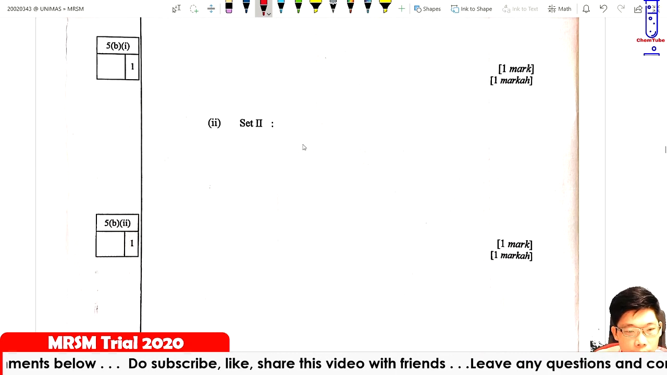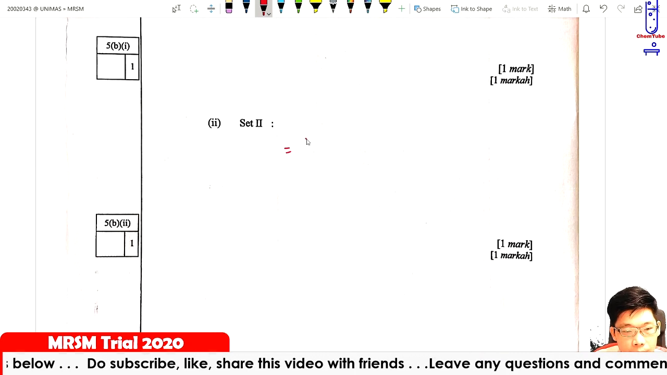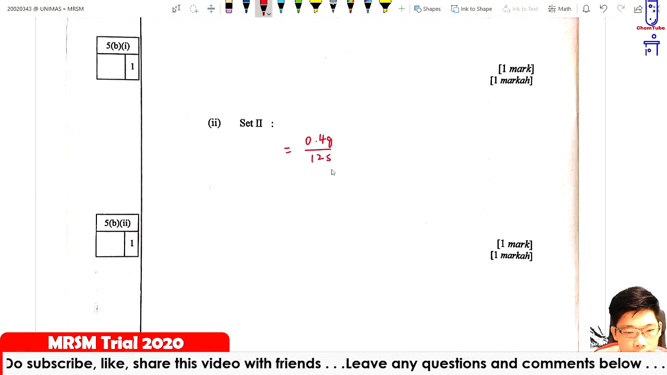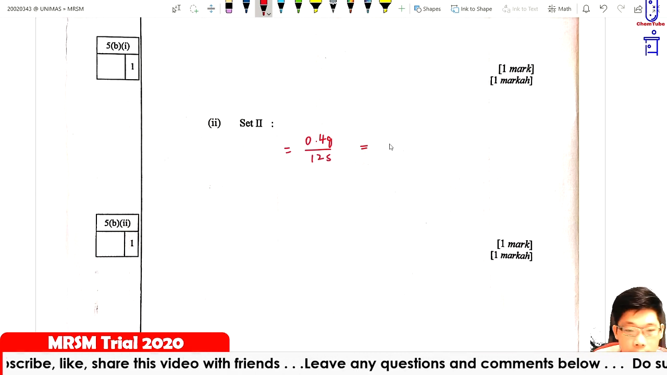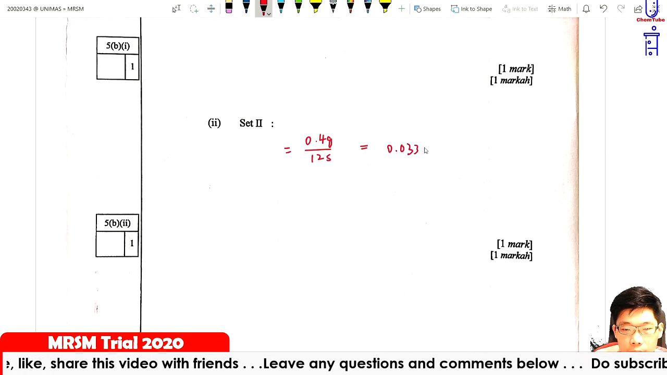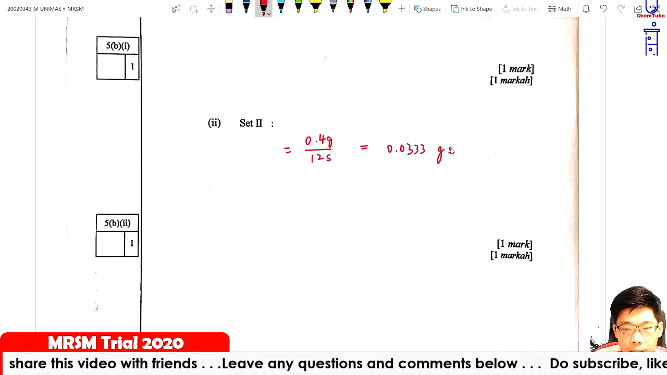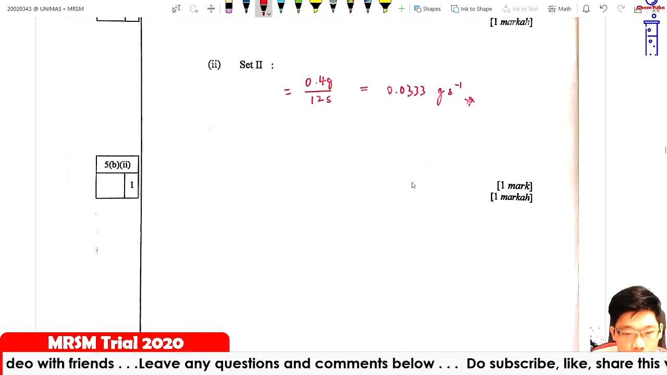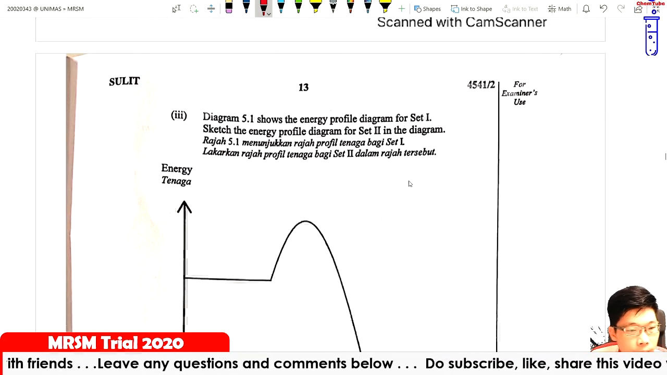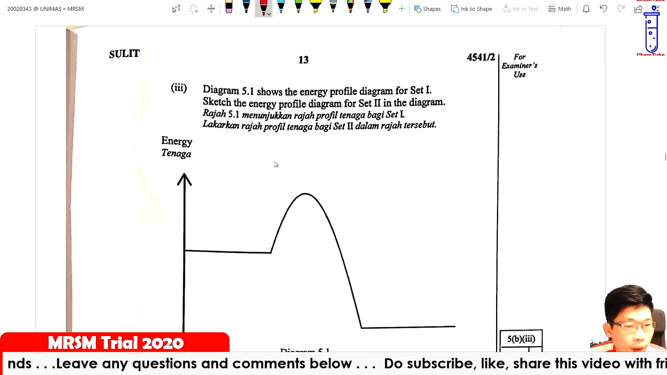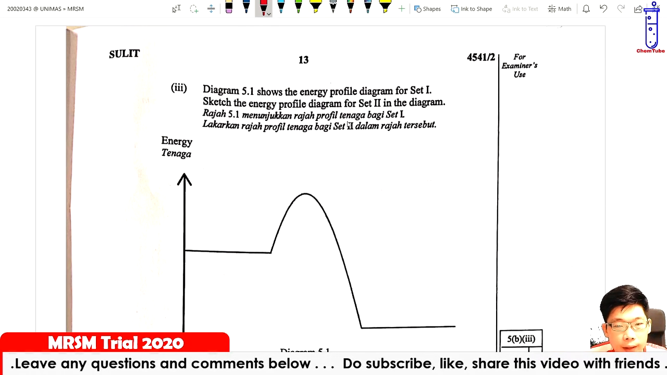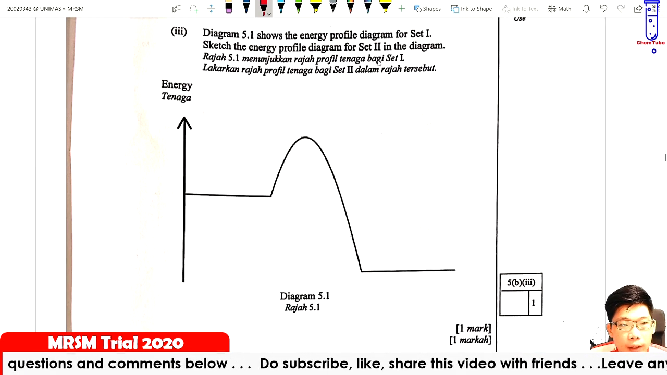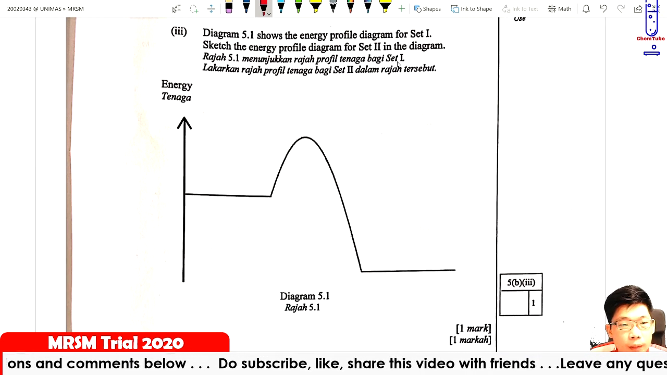For set 2, also the same. 0.4 gram over the time, which is 12 seconds. So you get 0.0333 gram per second. These are the two rates of reaction. Diagram 5.1 shows the energy profile diagram for set 1. So sketch the energy profile diagram for set 2 in the diagram.